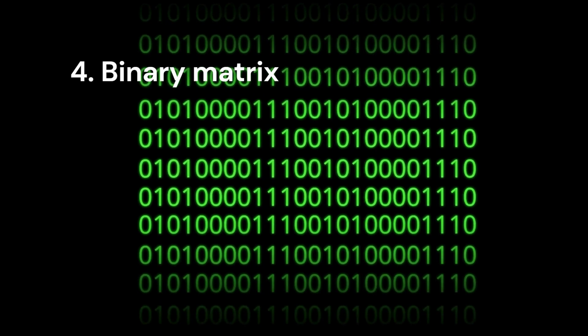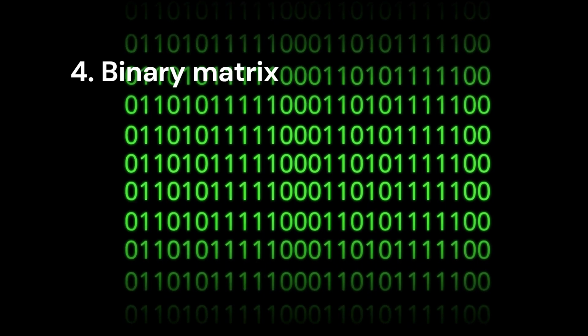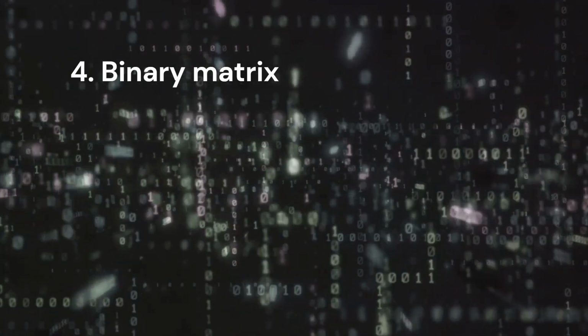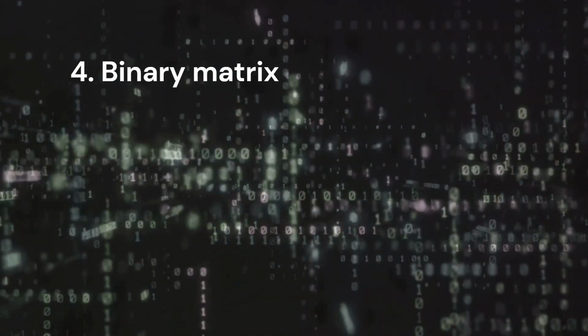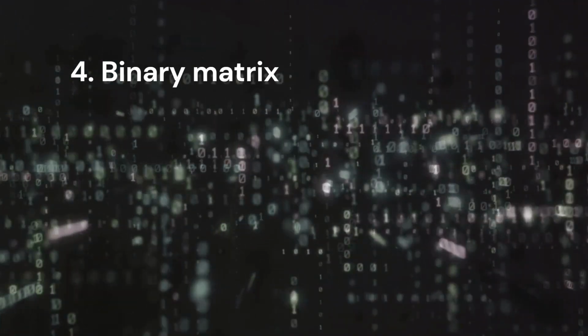The zero matrix is pretty straightforward. It's a matrix where all elements are zero. This can be of any size, not just square. The binary matrix is a matrix with elements that are either 0 or 1. It's quite useful in computer science, especially in the realm of digital logic.